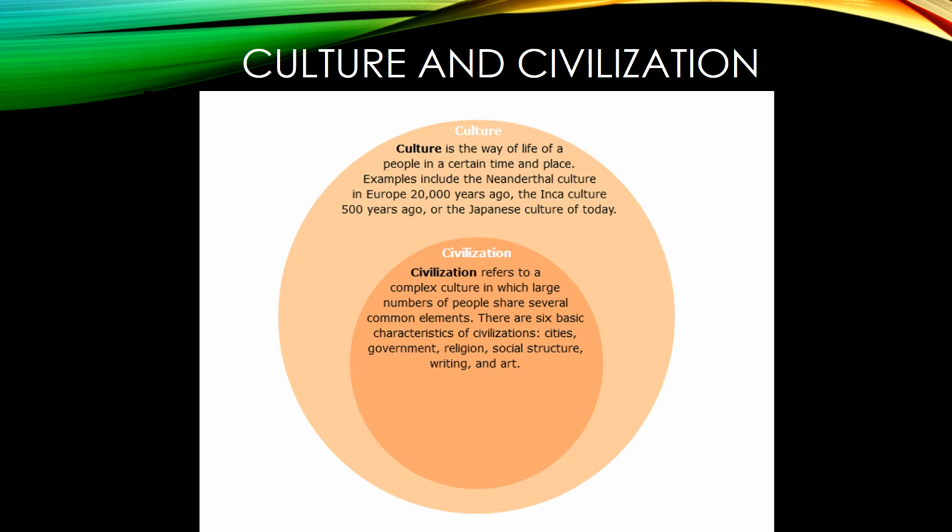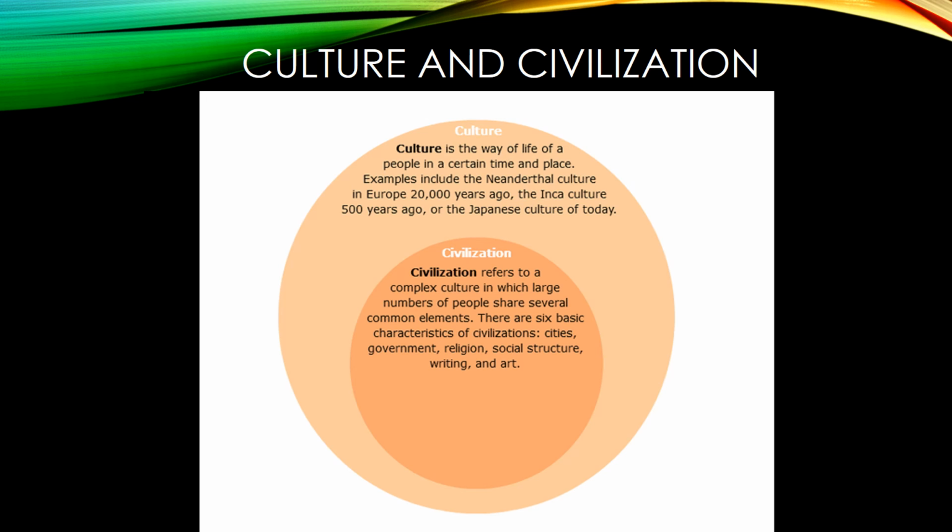These examples include the Neanderthal culture in Europe 20,000 years ago, the Inca culture 500 years ago, or the Japanese culture of today. So culture is a way of life of people in a certain time and place. A civilization refers to a complex culture in which large numbers of people share several common elements. There are 6 basic characteristics of civilization: cities, government, religion, social structure, writing, and art.